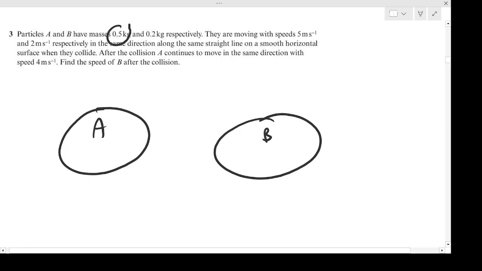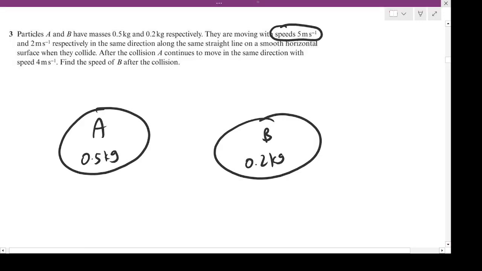A has mass 0.5, so 0.5 kg. B has mass 0.2. Then I'm told their speeds are 5 and 2 respectively. So A has speed 5 and B has speed 2, and they're in the same direction.